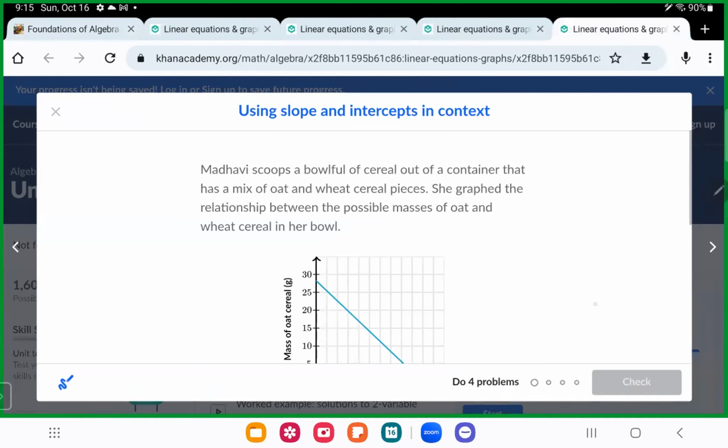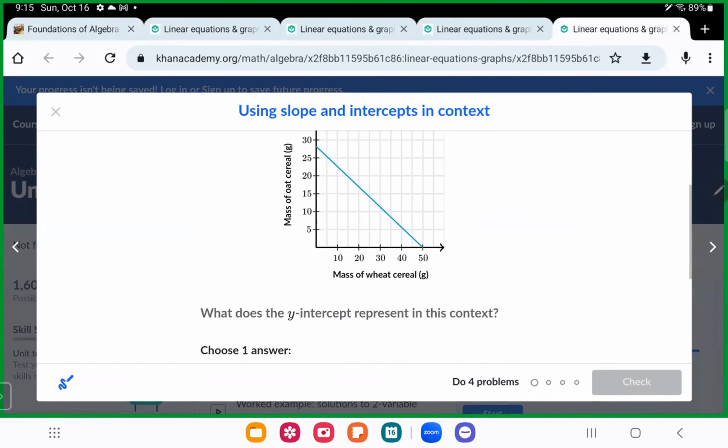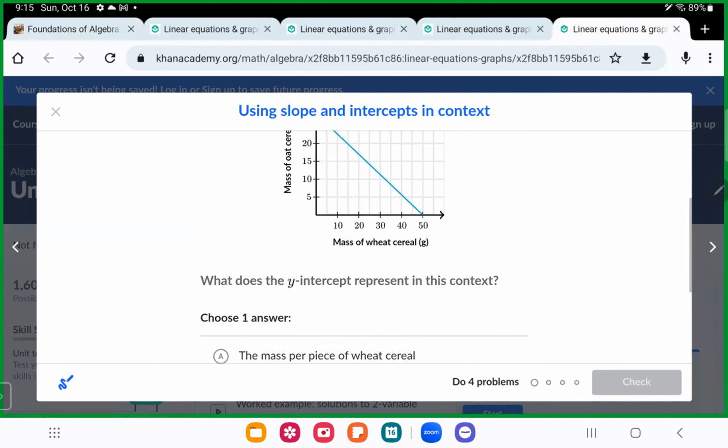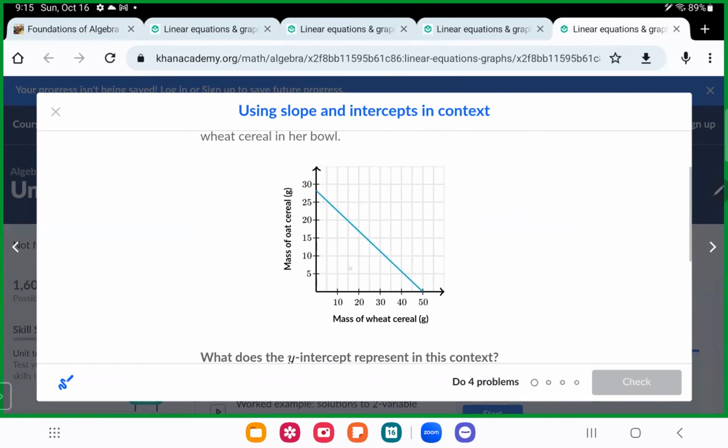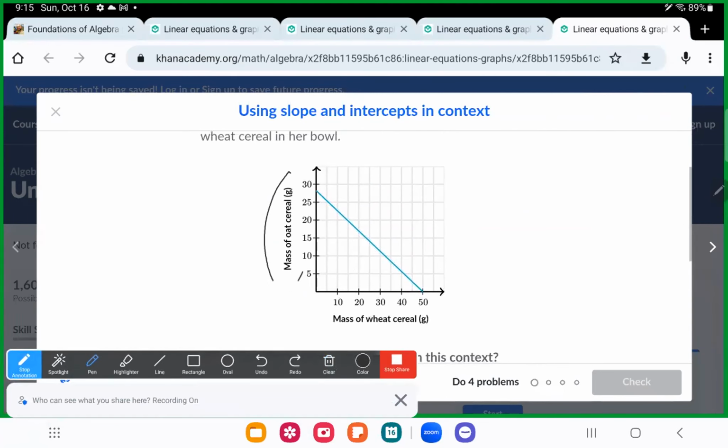But the cool thing is, all that work will pretty much get us the concept of the other assignments as well. All right, write this one down. Madhavi scoops a bowl full of cereal out of a container that has a mix of oat and wheat cereal pieces. She graphed the relationship between the possible masses of oat and wheat cereal in her bowl. What does the y-intercept? Well, we know that's the beginning, right? It's also, let's look at the labels on the axes. Anytime we have a graph, look at the labels.